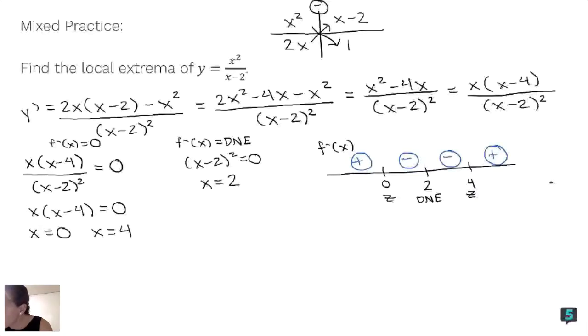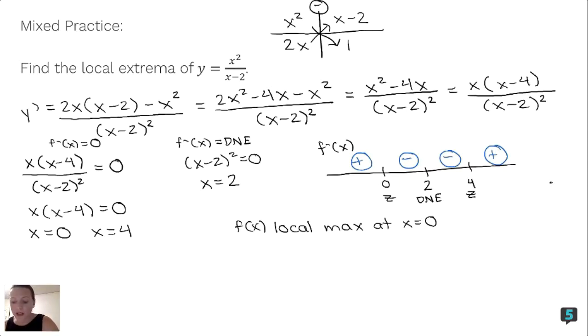Good. So we know that f of x is going to have a local max at x equals 0. But again, we haven't actually answered the question, because in order for us to say what the local maximum is, we need to plug 0 back into my original function and actually get out that y value. So let's go ahead and do that.